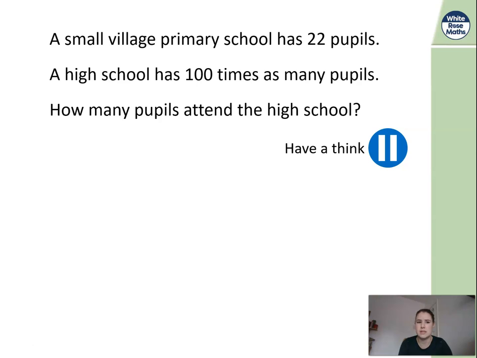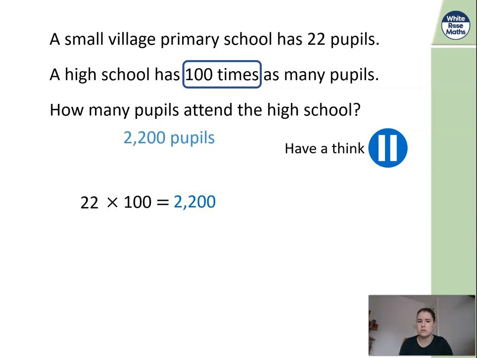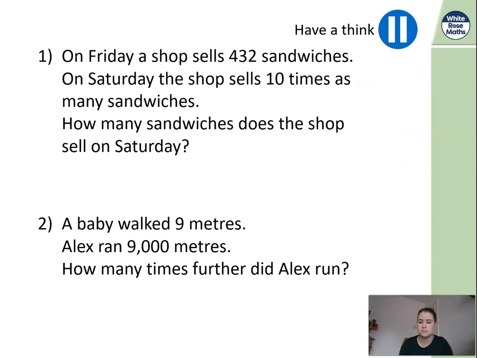Okay, so let's go through this together then. So we know that the village primary school has 22 pupils. We know that the high school has 100 times as many pupils. 100 times means it's got to be 100 times more. So when we are timesing something, looking at the language of times, we are multiplying. So we need to multiply 22 by 100. So 22 times 100 is 2,200 pupils.